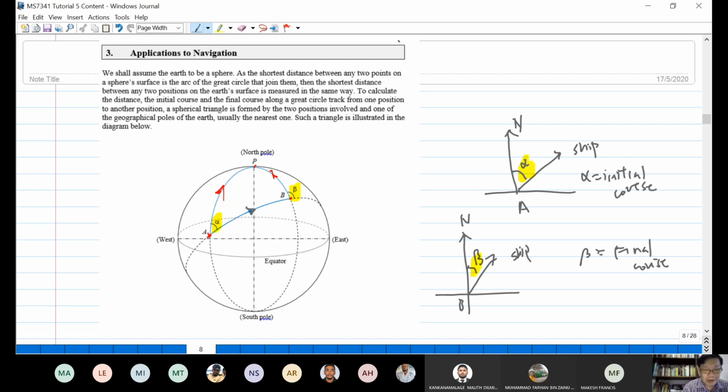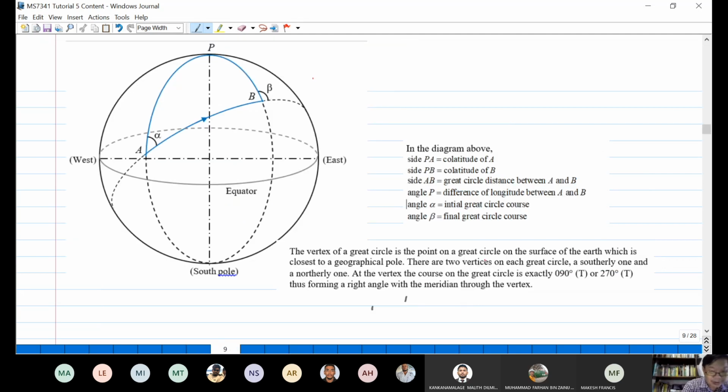Okay, all these curves are actually formed by great circles. Great circles are circles that pass through the center of the earth. Okay, so just for information. Of course now, how do you specify the location of A and B? I think you all know that we can use the longitude and latitude. Okay, so let's see what the picture looks like. Now this is the larger picture.